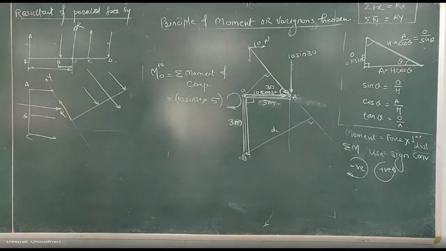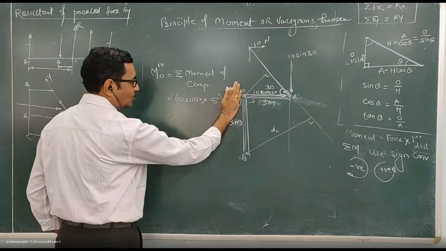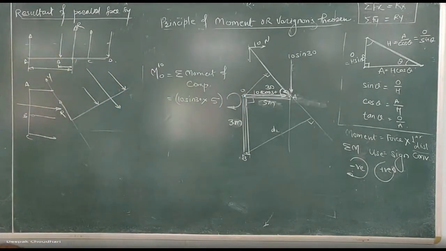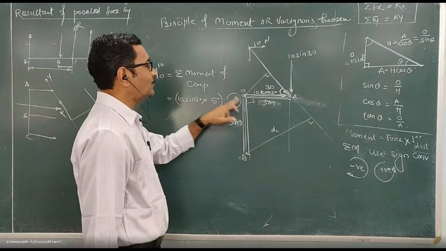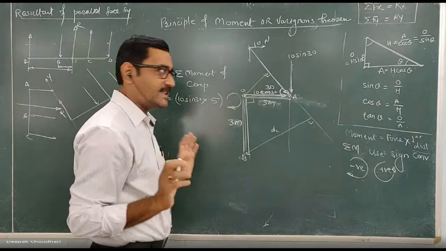Just like summation of fx and summation of fy, at that time also I told you that whenever you are showing the correct direction, the magnitude should always be positive. So either you write minus 10 sin 30 into 5 without this notation, or if you show this notation, don't show the sign. So the moment of this force about point O is equal to 10 sin 30 into 5 clockwise. Even if you calculate the perpendicular distance, you are going to get the same answer.